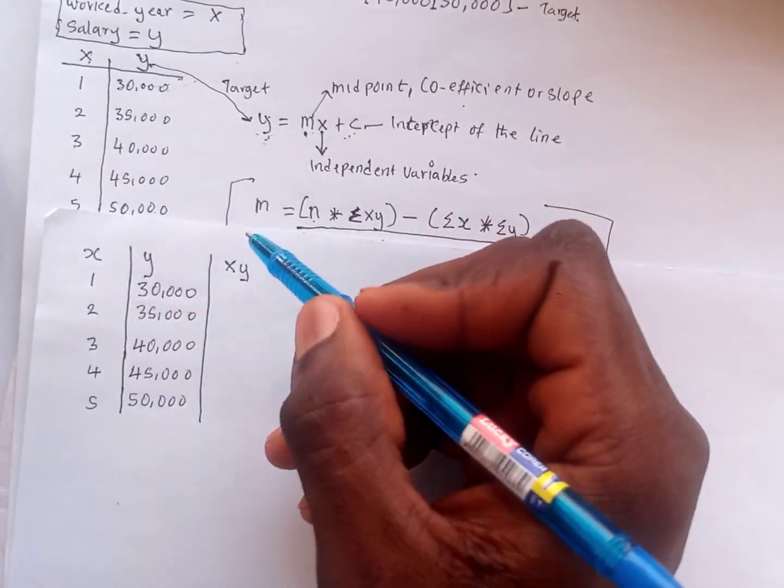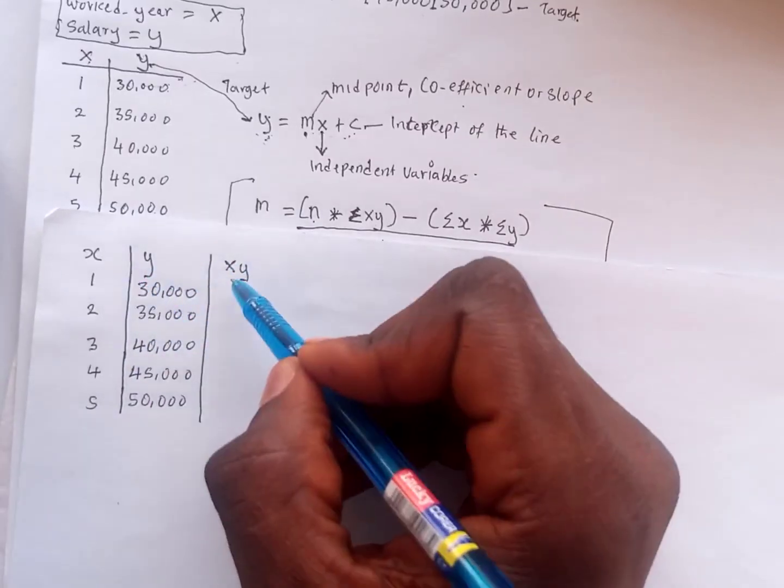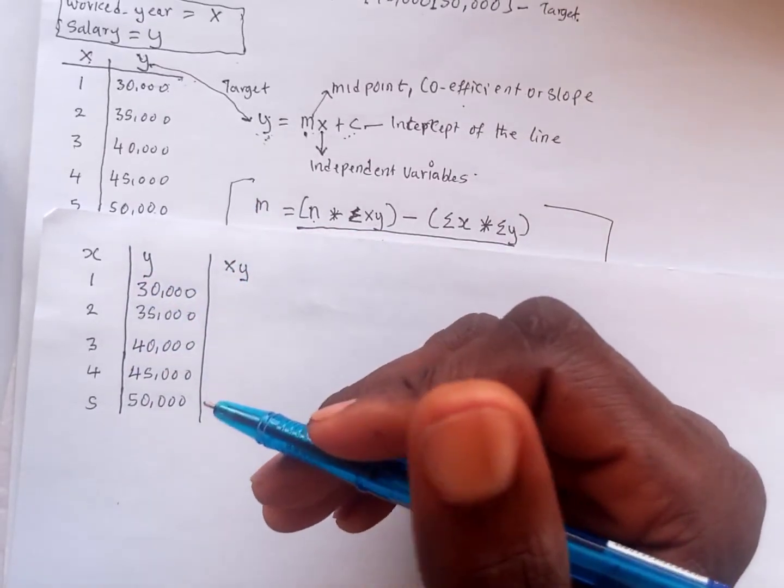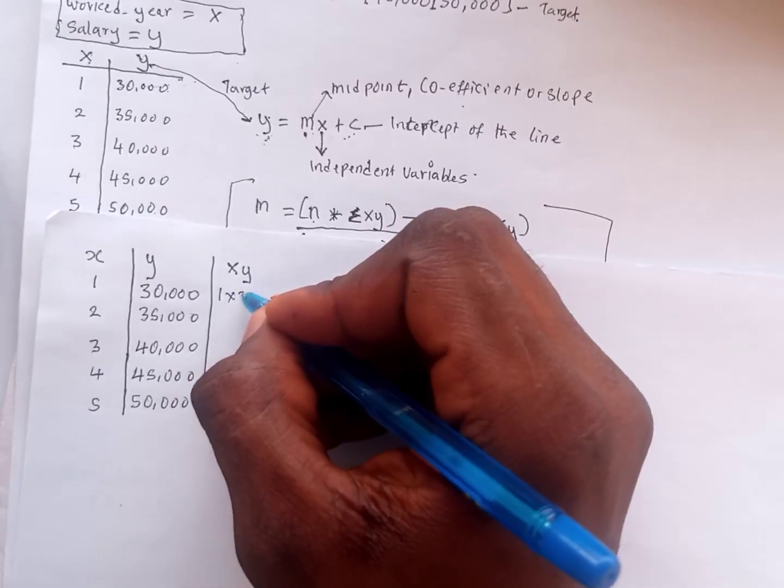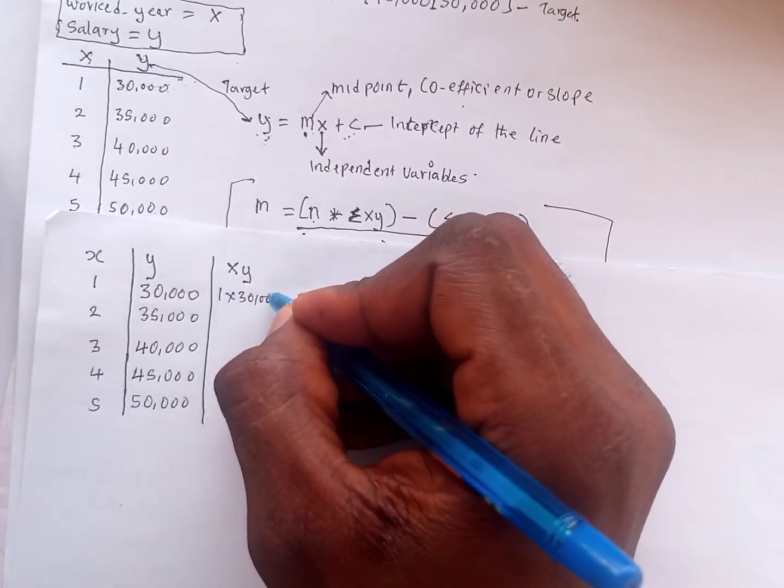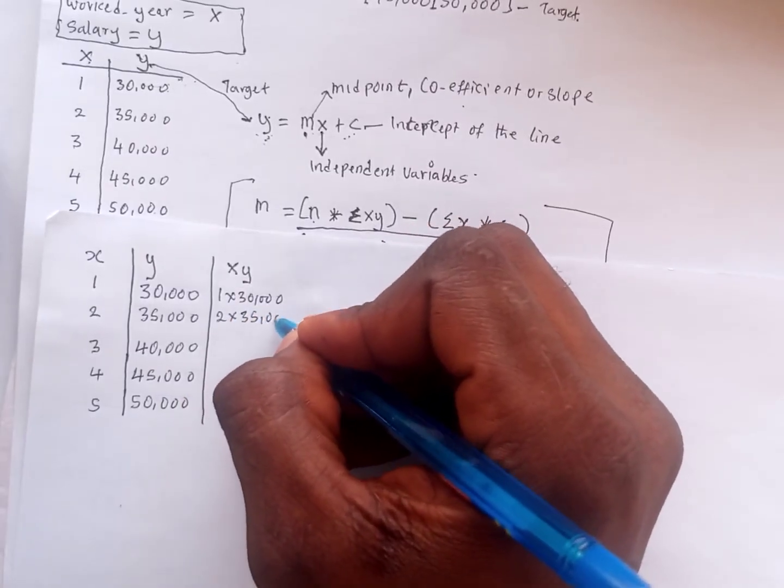Simple as that. I know what xy is: 1 times 30, 2 times, because this is the value of x. It's as if we're trying to loop through each of the values. So the first one is going to be 1 times our 30, which is 30,000, followed by 2 times 35,000 that we have here.